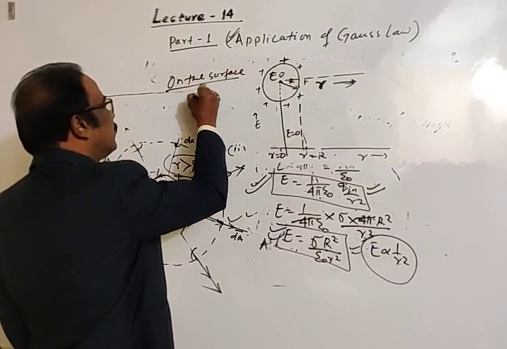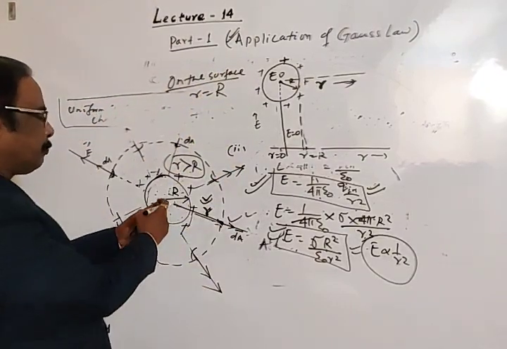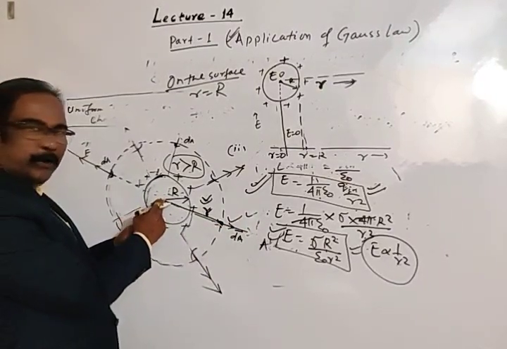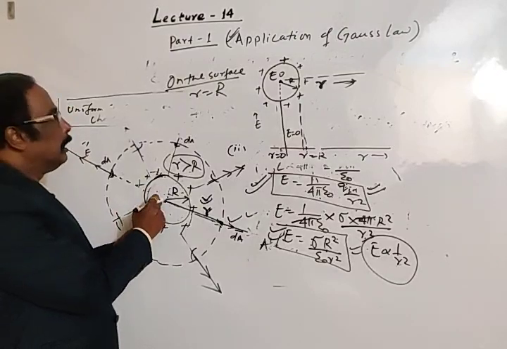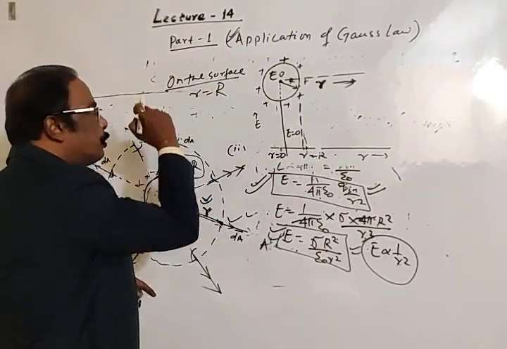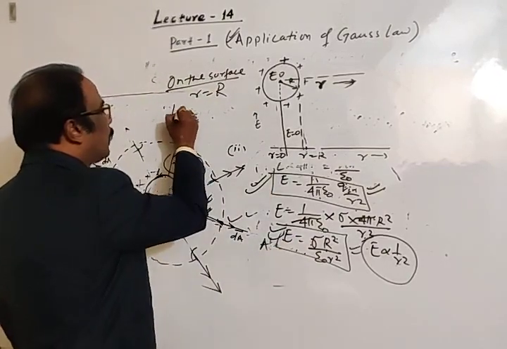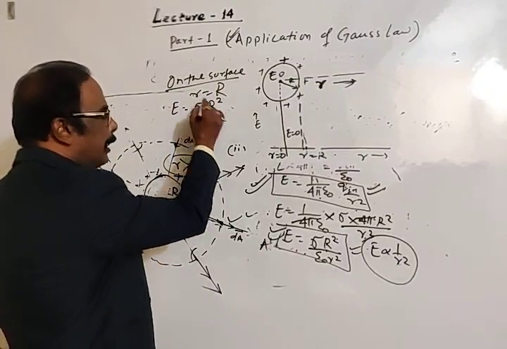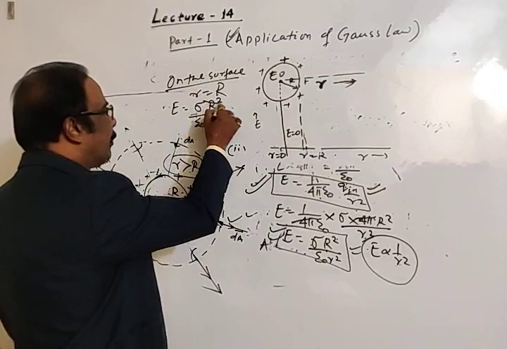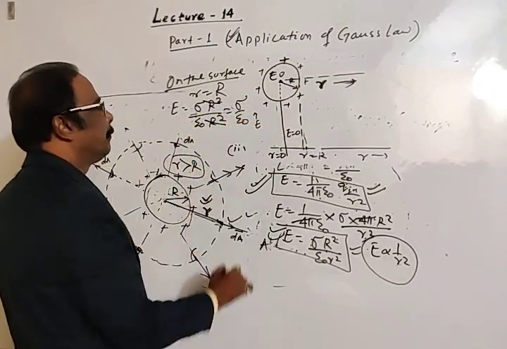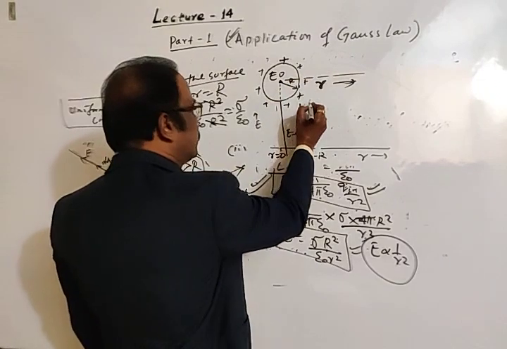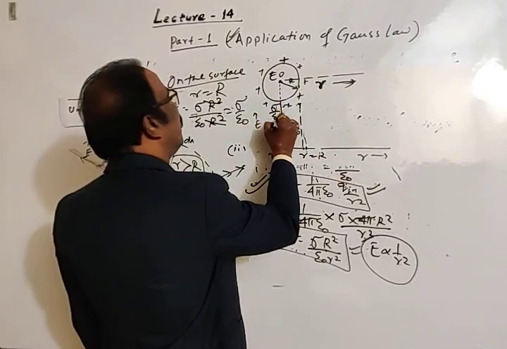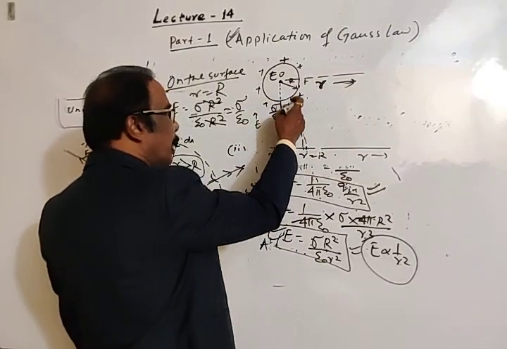On the surface, r is equal to capital R. Small r is variable. If small r is 0, then we go to the center of the charged sphere or charged spherical shell. If r is equal to capital R, then this shows the surface. On the surface, electric field is sigma into R square divided by epsilon naught into R square. In place of small r, we may put capital R. Thus on the surface, the magnitude of electric field is sigma divided by epsilon naught. This is the value on the surface.